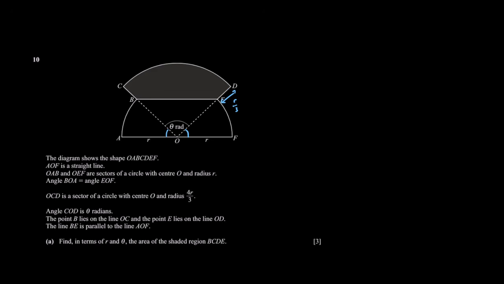Angle COD is theta radians, and the point B lies on the line OC, and the point E lies on the line OD. Okay, so that's a straight line, that's a straight line. And the line BE is parallel to the line AOF, right? So BE parallel to AOF. Find, in terms of r and theta, the area of this shaded region here.